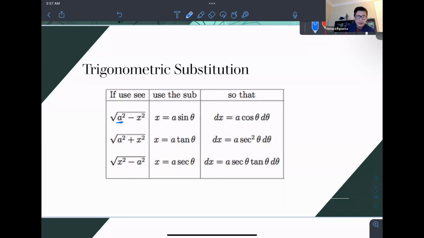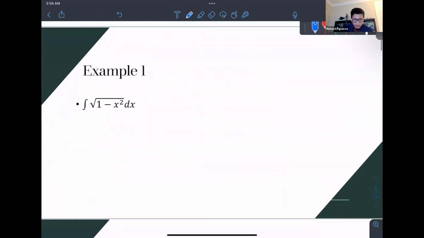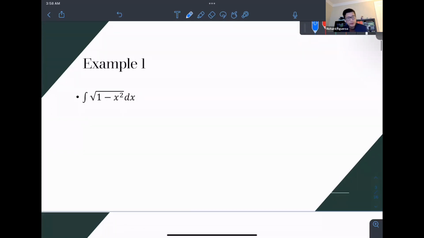Those are the suggested substitutions that we will be using if a given integrand involves a difference of two squares or a sum of two squares. To better illustrate that, let's have our first example. The first example is the integral of the square root of 1 minus x squared dx.